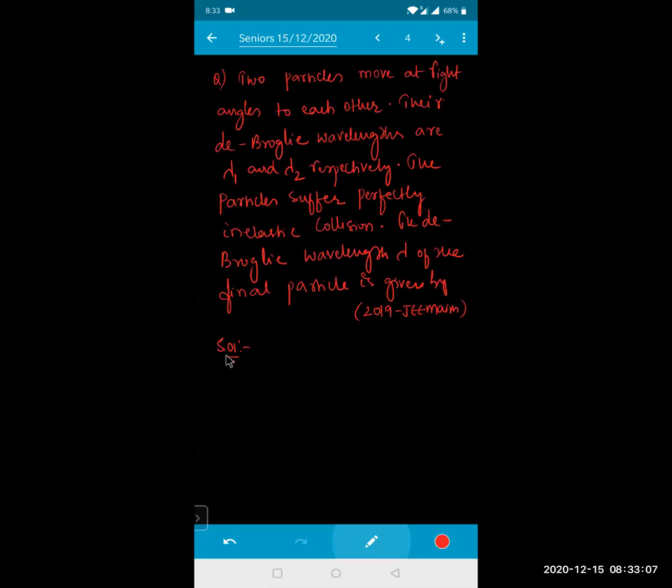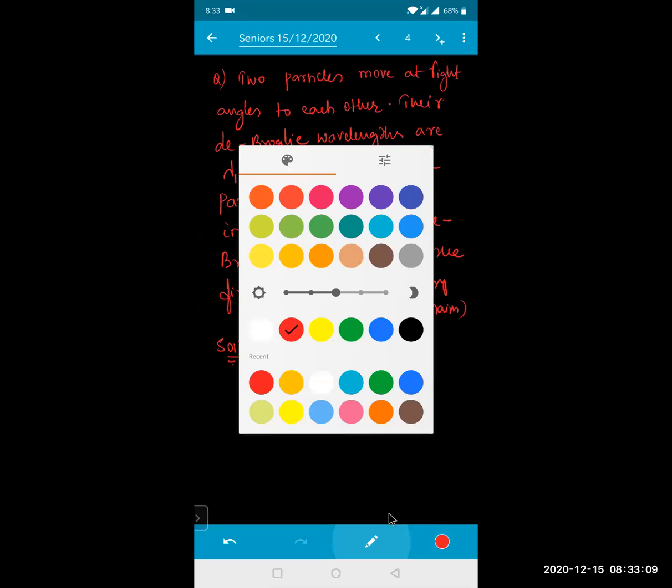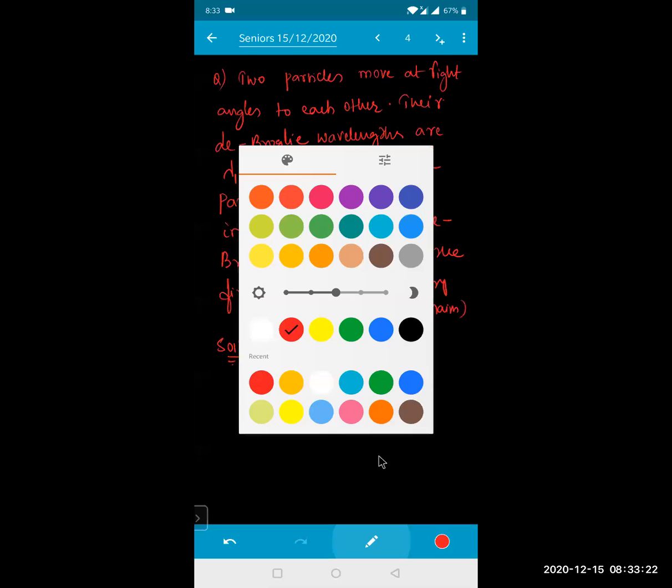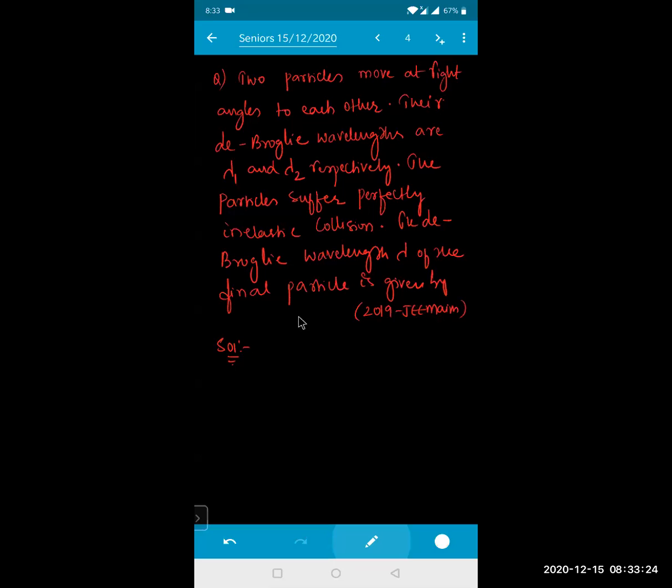Very good question. Again, an application of collisions is involved in this question. So we have two particles which are moving at right angles to each other. First try to write the statement he has given. So this is your first particle. The momentum of this particle is in this direction, say P1. That will be equal to h by lambda 1.